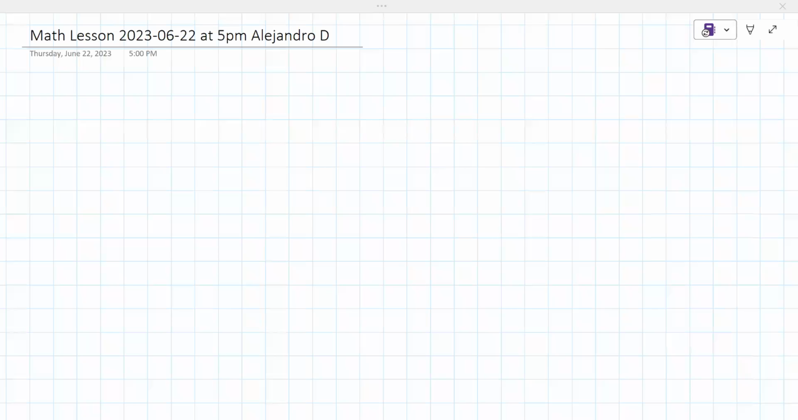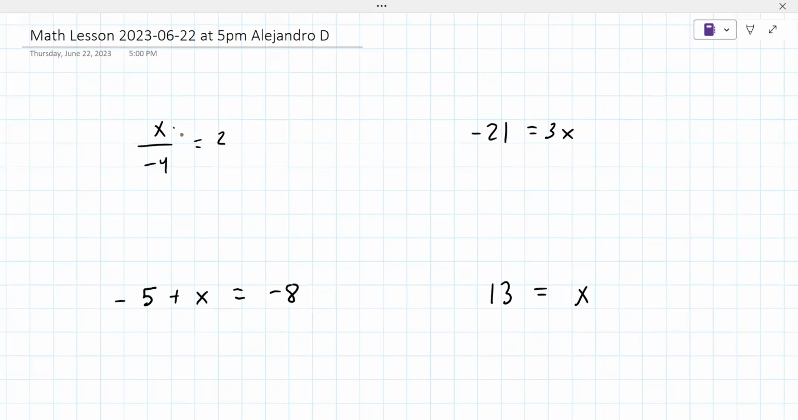Let's go: x divided by -4 equals 2. Let's go: negative 21 equals 3x. Negative 5 plus x equals -8. And 13 equals x minus 5. All right. So go ahead and give those 4 a try. If you have questions, of course, please ask, but I'm just trying to gauge where you're at from our last lesson. It's okay if you don't remember, but do the best you can.